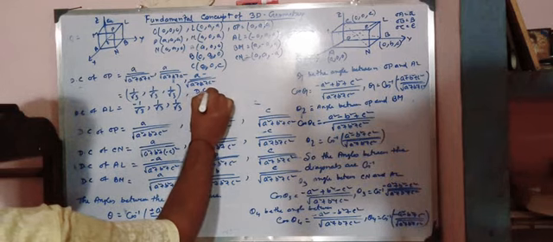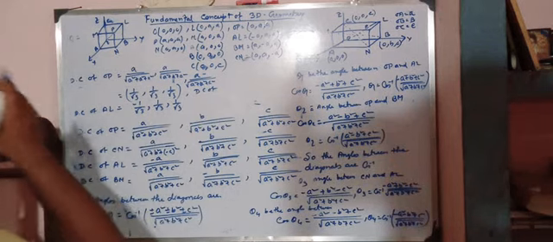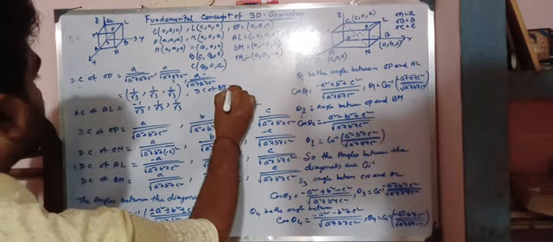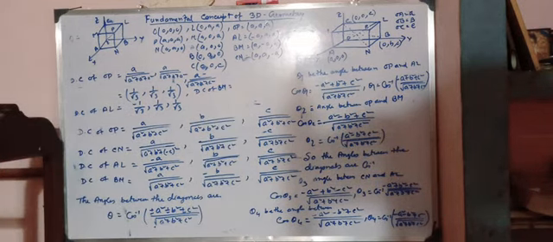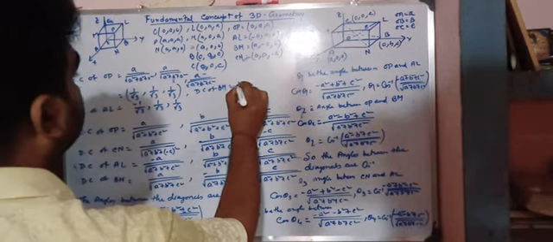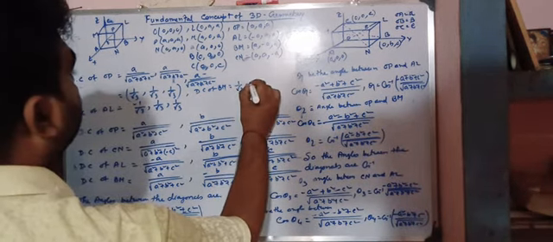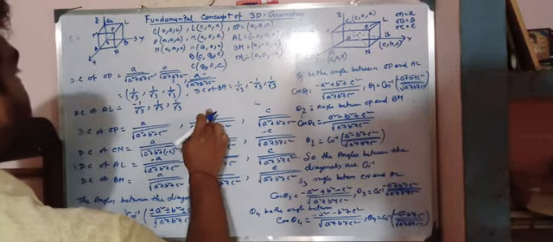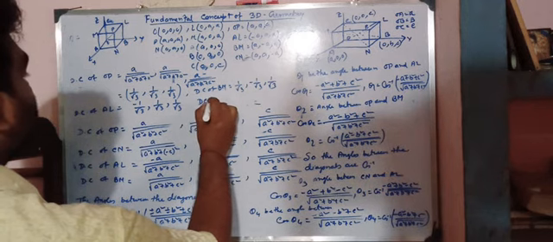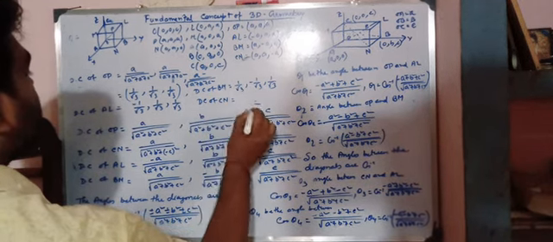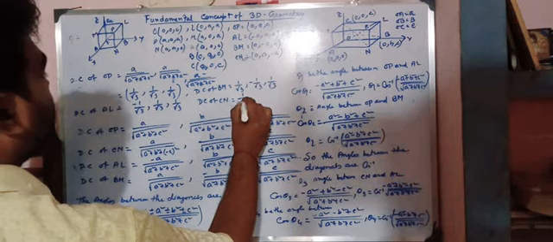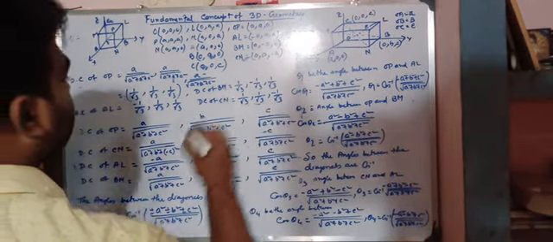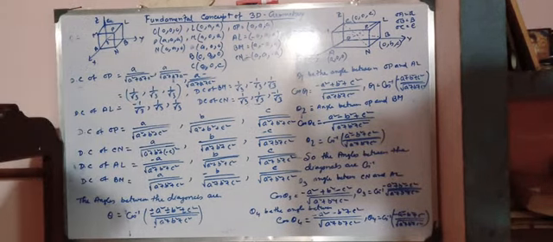Similarly, the direction cosine of BM is 1 by root 3, minus 1 by root 3, 1 by root 3. And the direction cosine of CN is 1 by root 3, 1 by root 3, minus 1 by root 3. Understood?